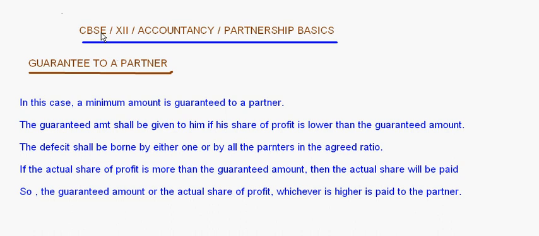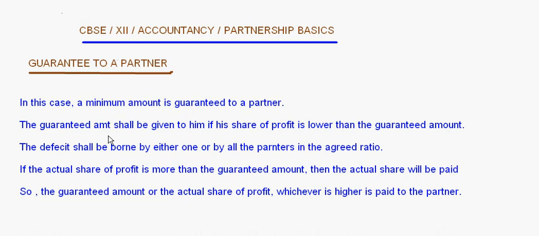Today let's take up the lesson Partnership Fundamentals, and let's do the topic of guarantee to a partner. Now when we say guarantee to a partner, it means that a minimum amount is guaranteed to a partner. So if a partner is admitted or an existing partner is there and a minimum amount is guaranteed to him, then he is bound to get that minimum amount.